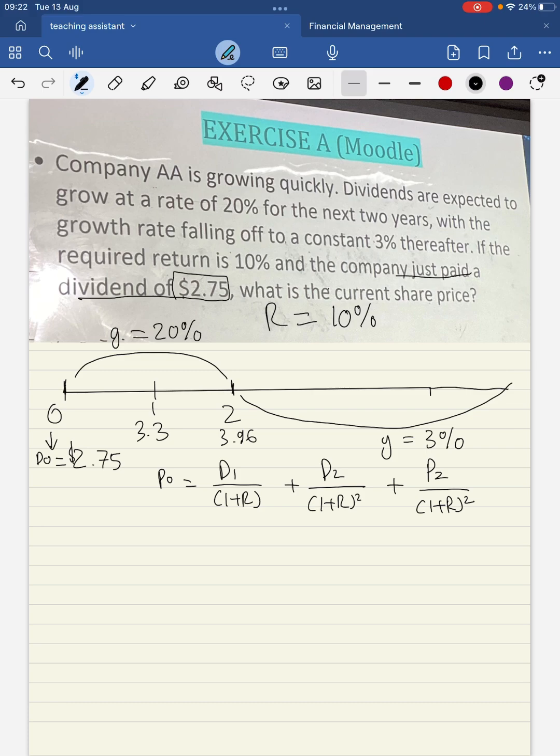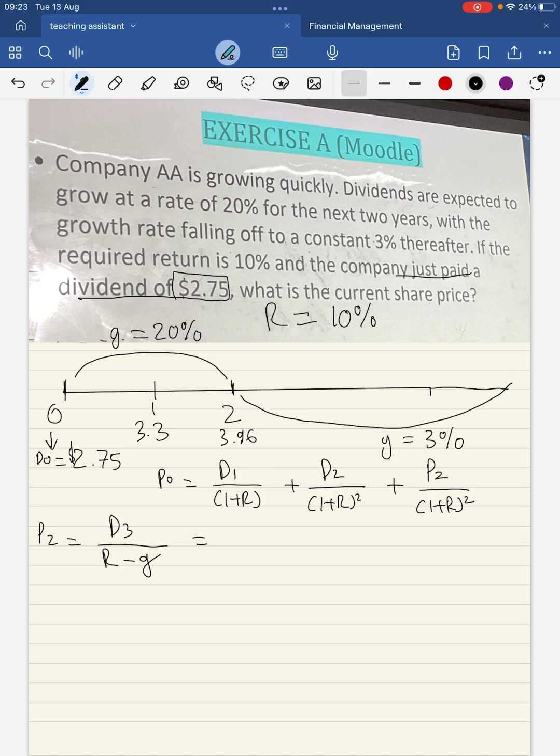Next, P2. How can we find P2? Just a reminder, this is the constant growth rate model. In this model, the formula is P2 equal to D3 divided by R minus G. But how do we find D3? We need to find D2. And we just found out that D2 is equal to 3.96.